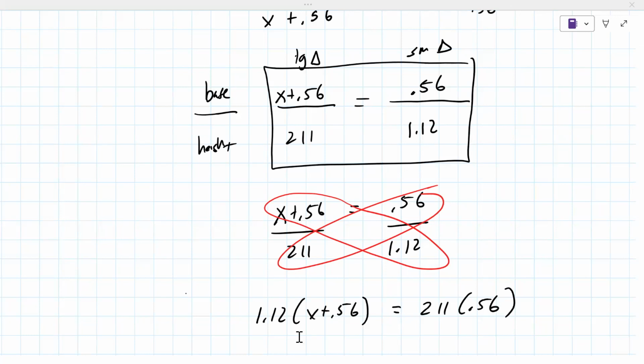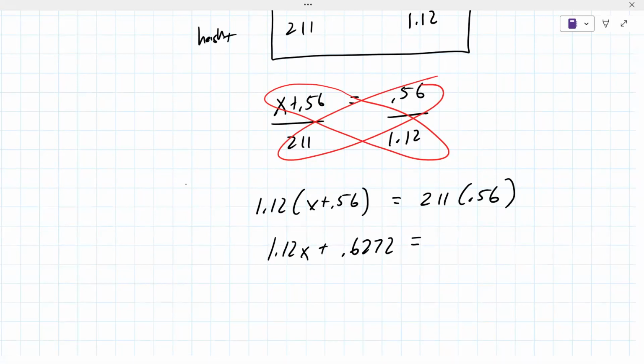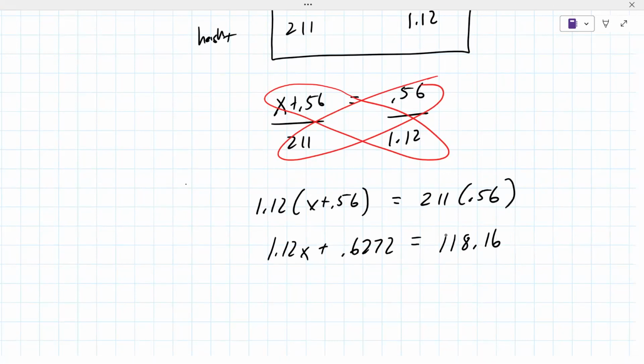So it's 1.12x plus 0.6272 equals 118.16. And so we solve this by subtracting this 0.6272 from both sides.